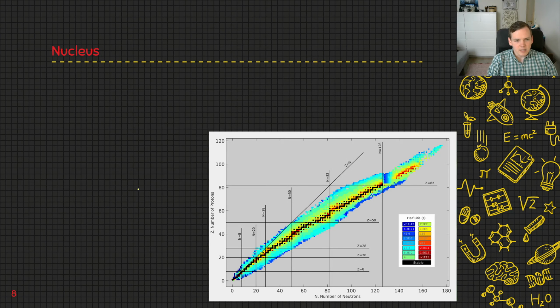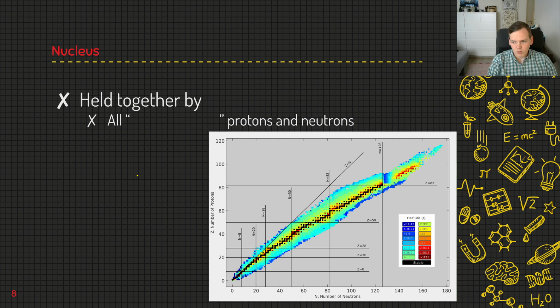All right, let's take a bit of time here just to talk about the structure or organization of the nucleus. So the nucleus is held together by the strong nuclear force.